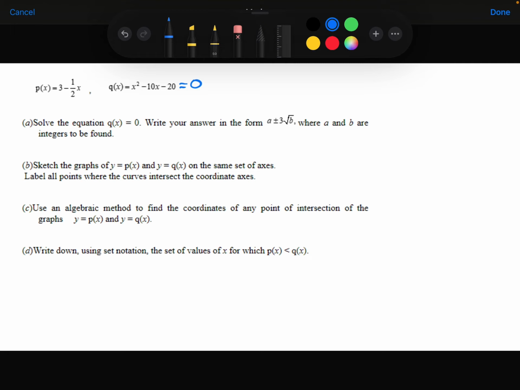So this is not going to factorise, but I can complete the square. So x minus 5 all squared minus the 25 minus the 20 is equal to 0. So x minus 5 all squared minus 45 is equal to 0. I'm then going to add the 45 to both sides.